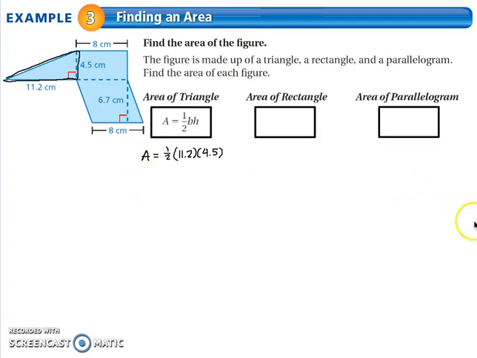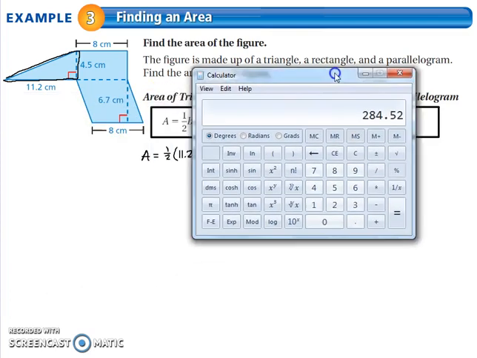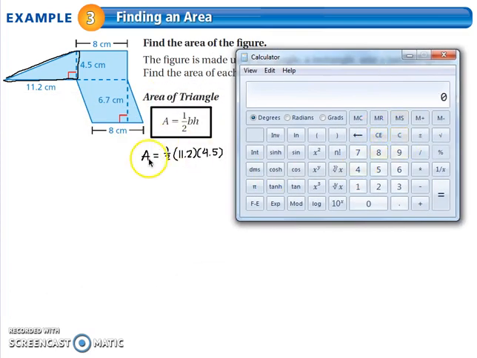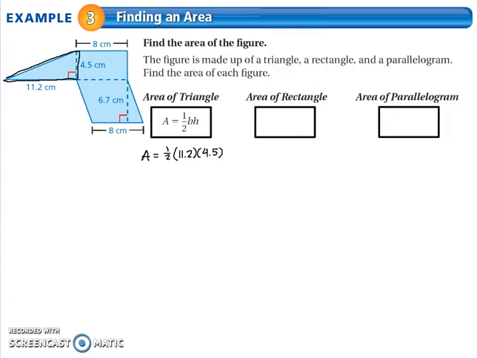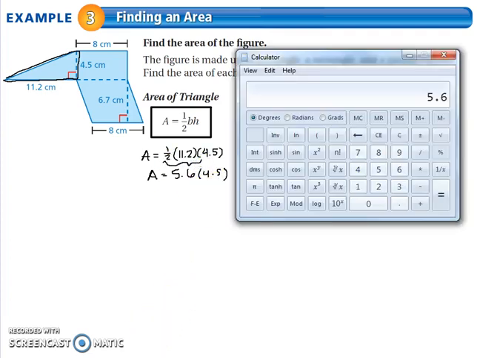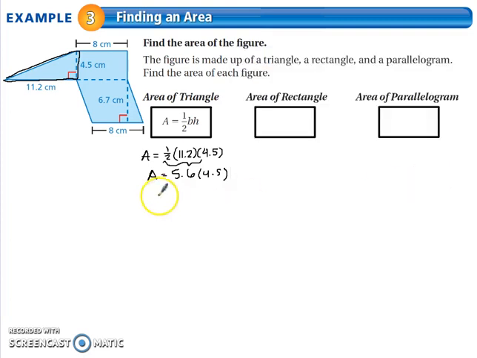So to go ahead and multiply this out, I'll use my calculator. Area equals 1/2 times 11.2. So 1/2, or 0.5, times 11.2 gives me 5.6. So area is 5.6 times 4.5. All I did is multiply these two together. Now I multiply by 4.5 to find an area of 25.2. So my area just of the triangle is 25.2 square centimeters. So I have found this triangle to the left.